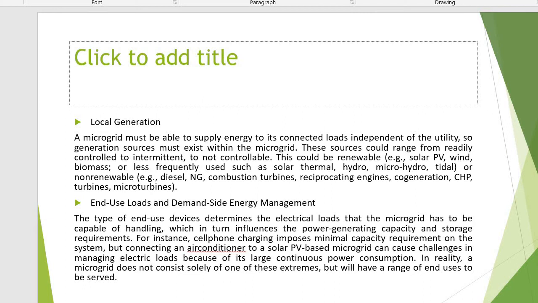For instance, when we are charging a cell phone, it will not put much load on the grid, but when we are connecting our system to ACs and the like, this will increase the load on the microgrid. So we have to check that there is a balance between demand and supply.